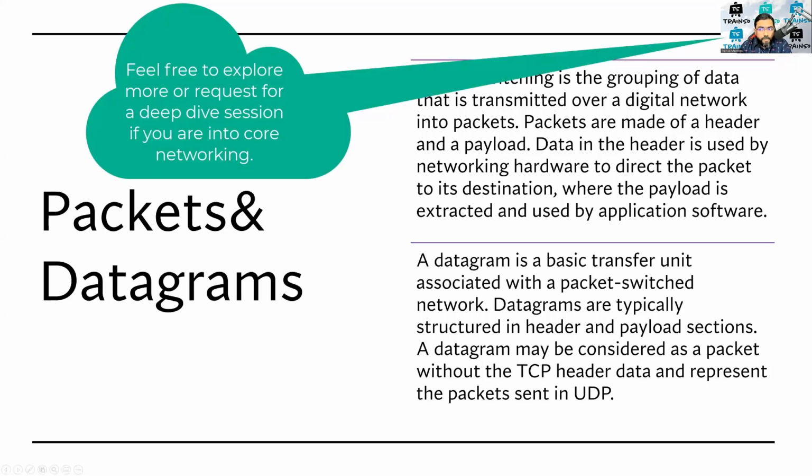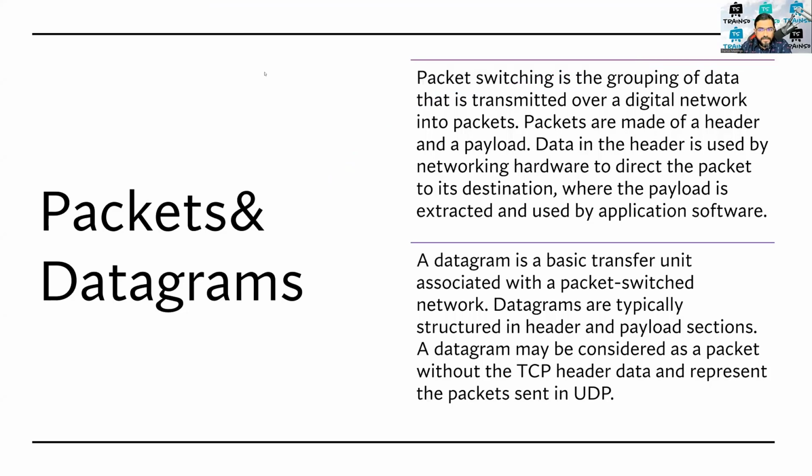Packet switching is the grouping of data that is transmitted over a digital network into packets. So packets are made up of header and payload. Data in the header is used by networking hardware to direct the packet to its destination, where the payload is extracted and used by the application software. A datagram is the basic transfer unit associated with the packet switch network. A datagram may be considered as a packet without a TCP header and represent the packet sent in UDP. How many of you understood what I just read from these two paragraphs?